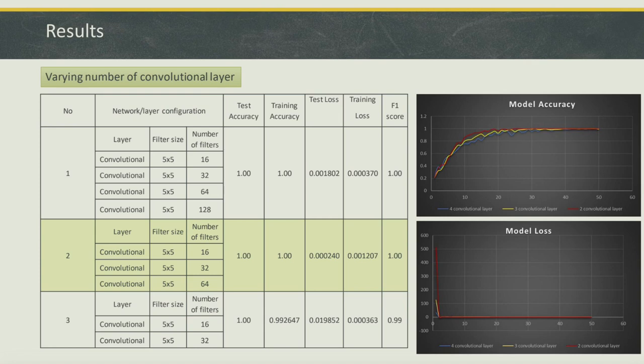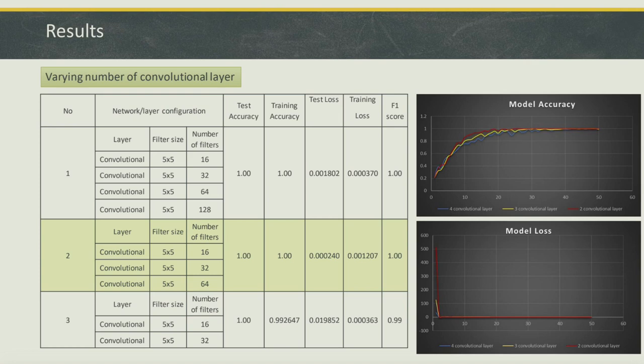Based on the results obtained, we can see that all the tested configurations obtained perfect accuracy over the test dataset, but a slight variation can be seen in the test and training loss. The second CNN configuration is chosen due to its lowest test loss. Even though a lower training loss is obtained for the third configuration, the model can be considered as overfitting since its training loss is lower than its test loss. Overfitting indicates that the model is too complex for the problem that it is solving.